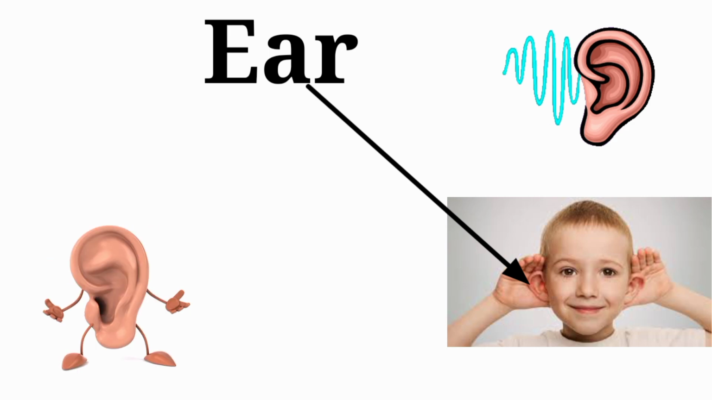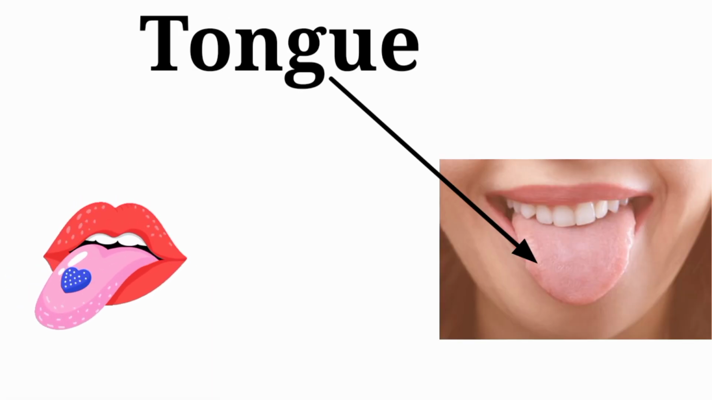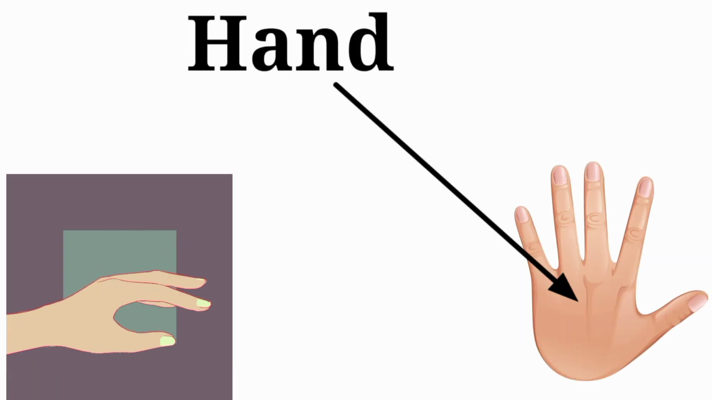Ear. This is my ear. Gum. This is my gum. Tongue. This is my tongue. Hand. This is my hand.